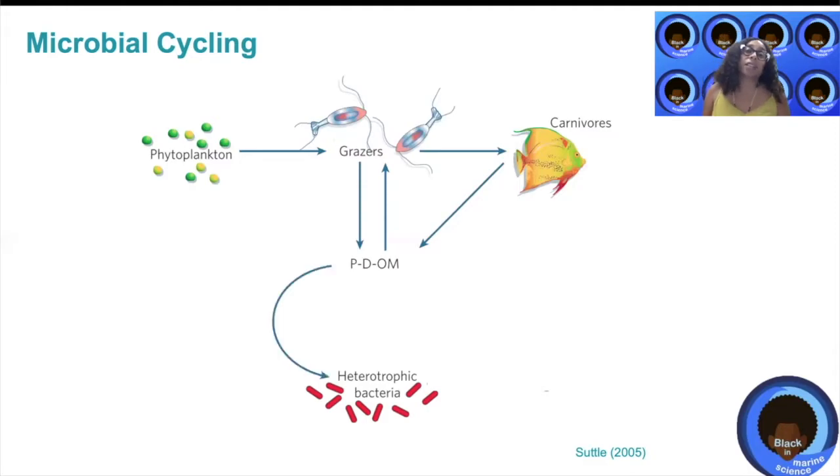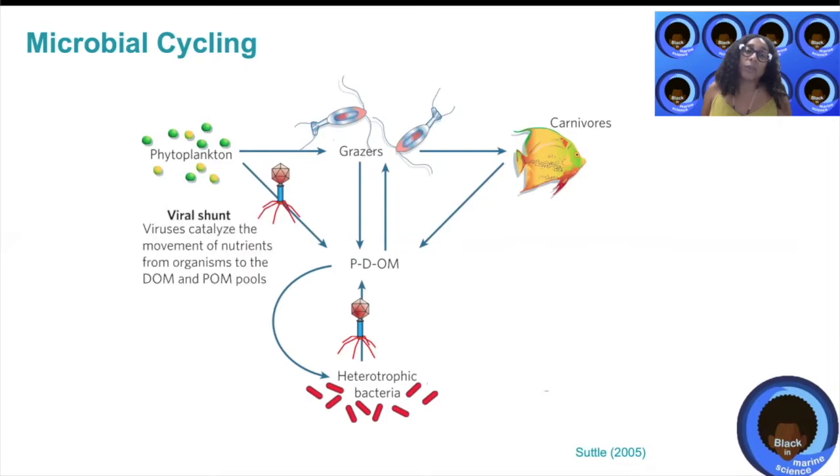This is where viruses come in, because when viruses lyse open microbes such as phytoplankton and bacteria, they're actually shuttling away organic matter that's available to higher organisms and contributing directly to POM and DOM pools. This is a phenomenon known as the viral shunt. This is when viruses catalyze the movement of nutrients away from organisms to the dissolved organic matter and particulate organic matter pools. Now, this plays a role in carbon cycling.